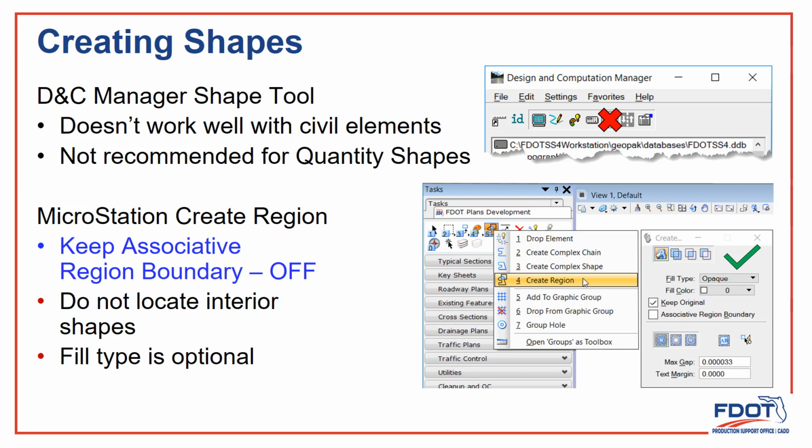Another important consideration is to not use the Locate Interior Shapes options. This would create shapes with grouped holes, which causes errors in the stationing results in the calculations, so it's not recommended. Setting fill type and color is not required, but can assist in seeing which areas have shapes created. The view display can always be turned off for fill once all the shapes are created.